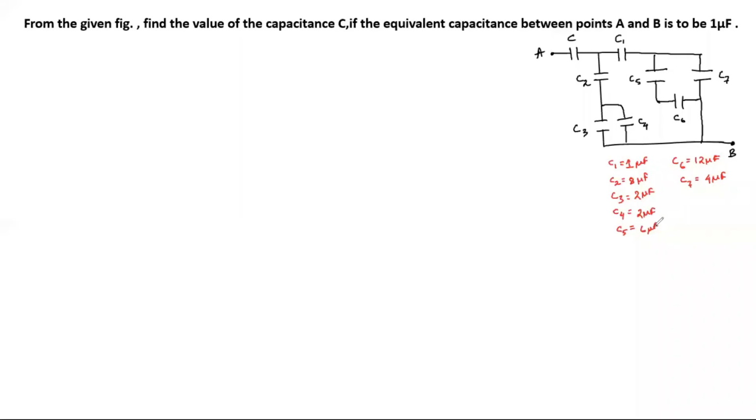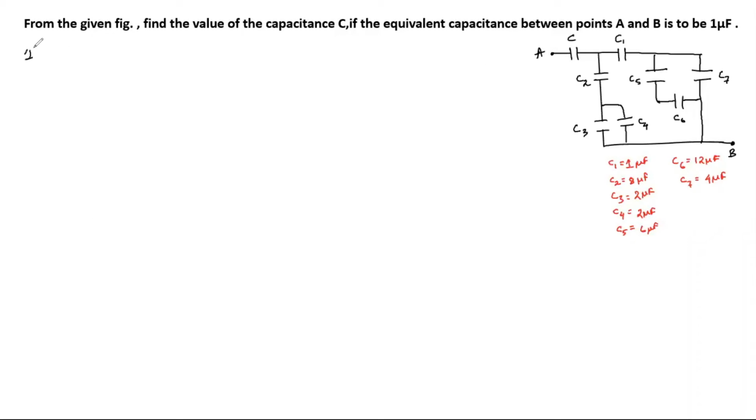Okay. So here if you see this diagram, various capacitors are connected, and the equivalent capacitance is given to us. So this is 1 microfarad. That means the equivalent capacitance of this entire circuit is given to us. We have to find the value of the capacitance of this capacitor. This is what we have to find. So for this, we will redraw this circuit diagram in a different pattern.